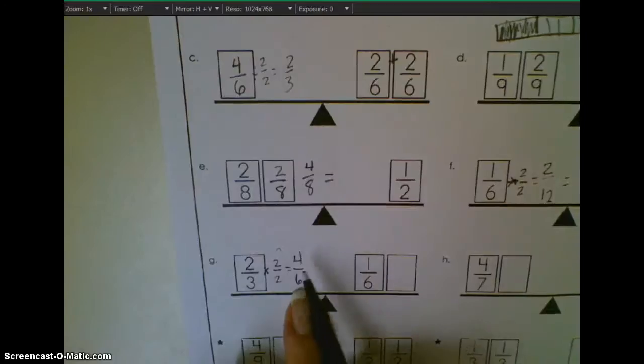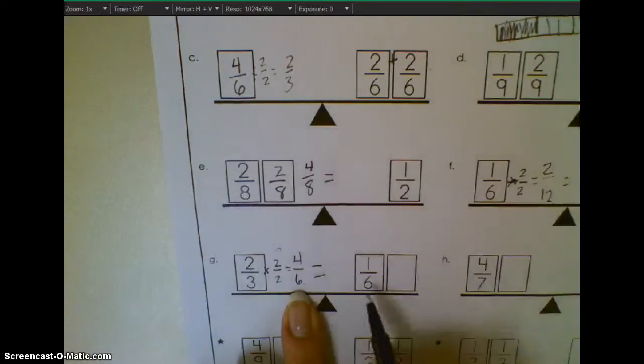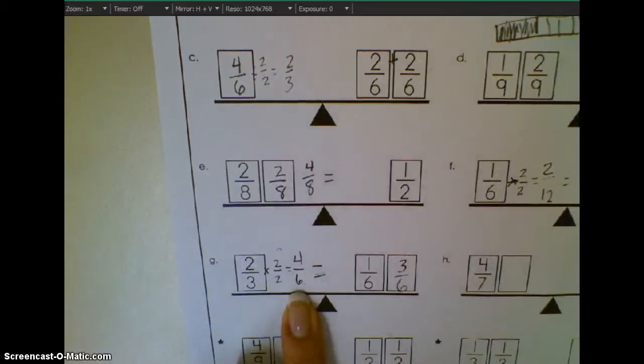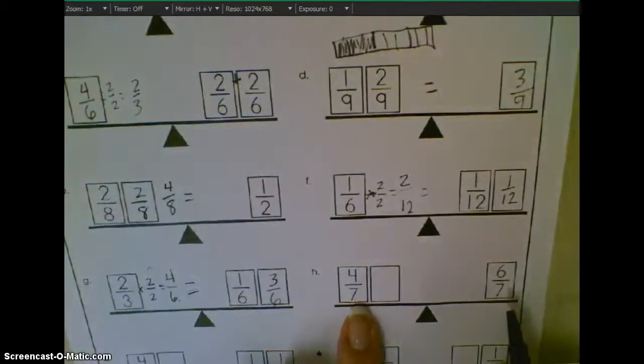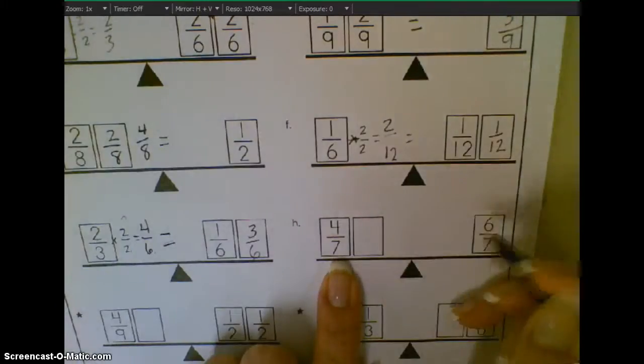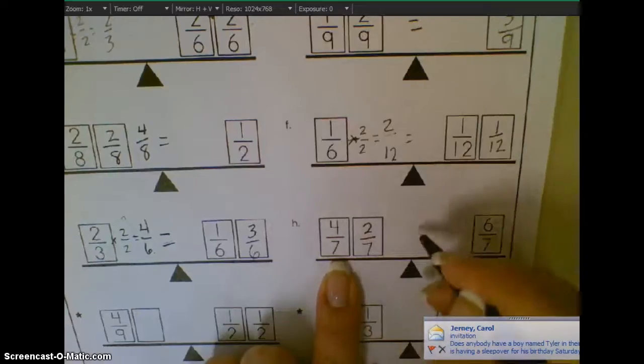Alright, so here we are. We want this to be our equals. 4/6 equals 1/6 plus another 3/6, and then that would work. Next, 4/7 and 6/7, at least we have a common denominator to work with, and 4 plus another 2 will equal 6, and we'll keep our denominator of 7.